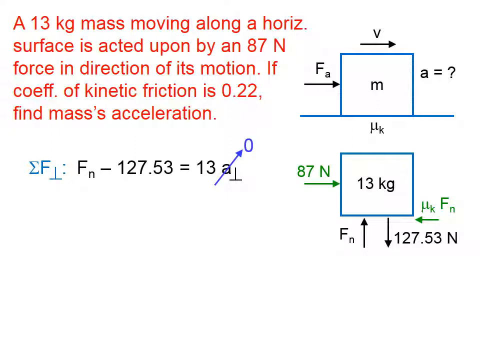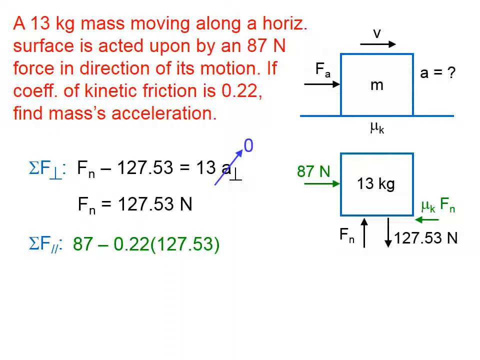So the right side of the equation turns into 0, which means that the normal force is, in this case, numerically equal in magnitude to the weight. This is going to prove useful when we do our next Newton's second law equation. I like to choose the direction that the mass is moving to be positive, so 87 minus mu sub k times the normal force. And notice I've put in our known value of mu sub k and our now known value of the normal force.